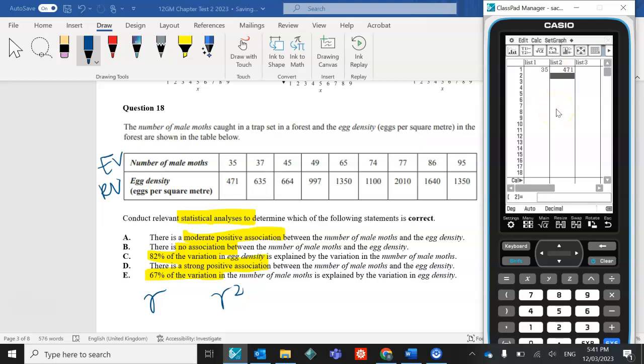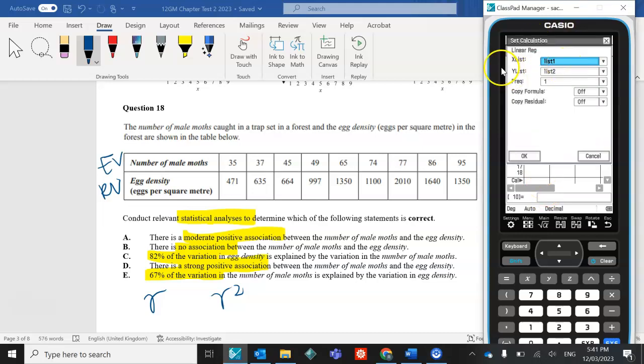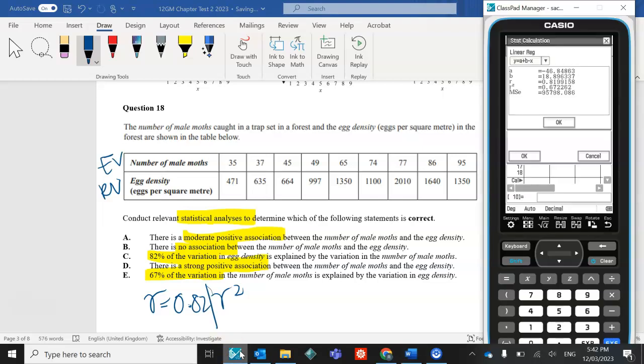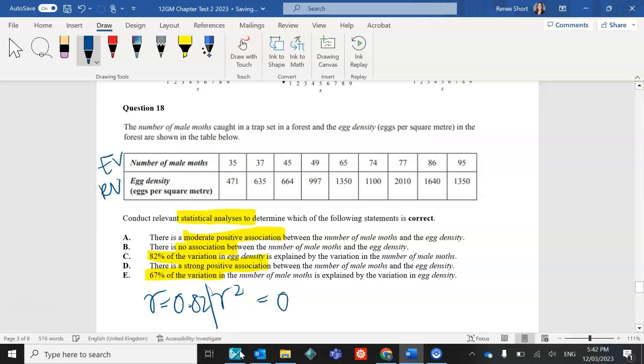I'm going to pause the video for us and just quickly enter all the data. So as you can see, I've put all my EV data in list 1, all my RV data in list 2. And so I'm going to go calc, regression, linear regression, X list 1, Y list 2. And if I now press OK, on this printout here, I can see that my R value is 0.8199. So let's call R value then 0.82. And my R squared value is 0.67, which as a percentage would be 67%.